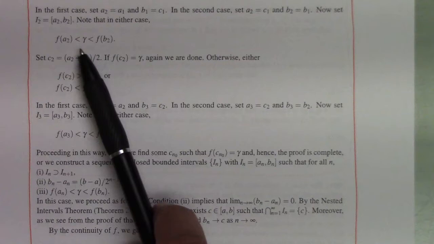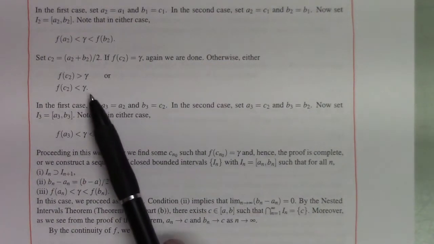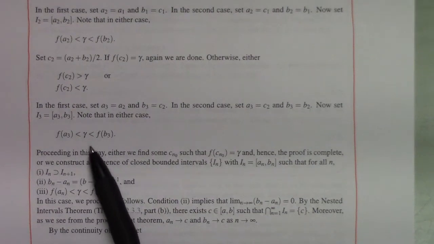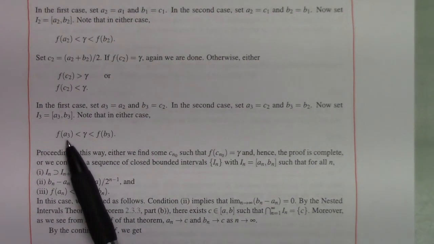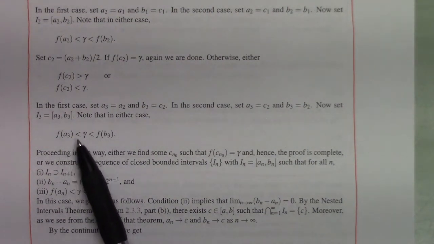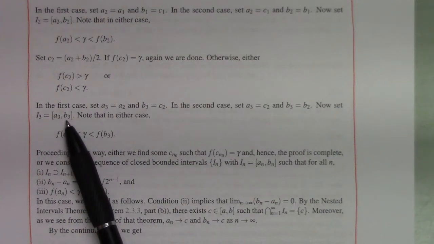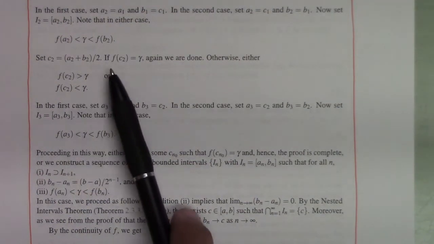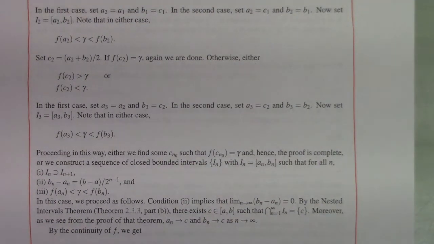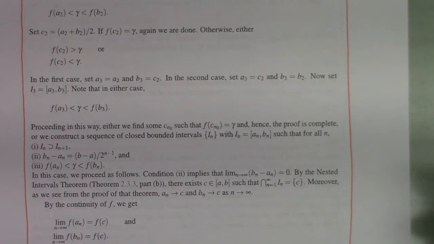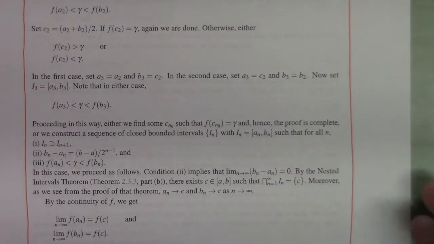Take the midpoint of a2, b2, and then pick a c2 such that gamma is still intermediate to f of a3 and f of b3, where a3, b3 is selected by either sliding the left or the right endpoints to the new midpoint c2. And so you just keep going down, down, down, always having gamma intermediate to the values.